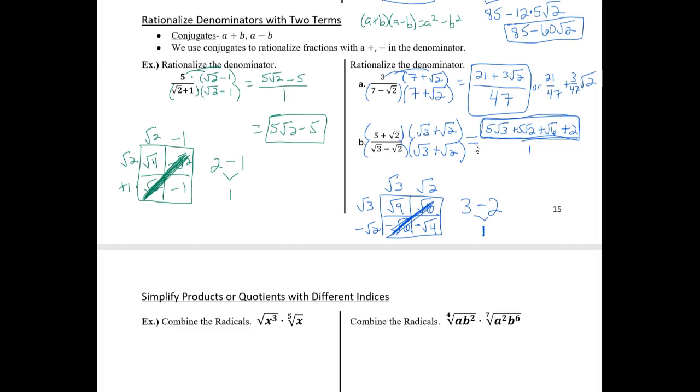So did you see the pattern? Did you recognize the pattern of a plus b times a minus b is going to give us a squared minus b squared? So if you did, you don't have to box it out for the denominators. I would just end up with 7 times 7 is 49. The negative square root of 2 times square root of 2 would be negative square root of 4, which is just 2, minus 2. Same thing here. Square root of 9 would be 3, minus the square root of 4 is 2. So you just square the first term minus square the second term, right? Difference of squares. And there you have it.